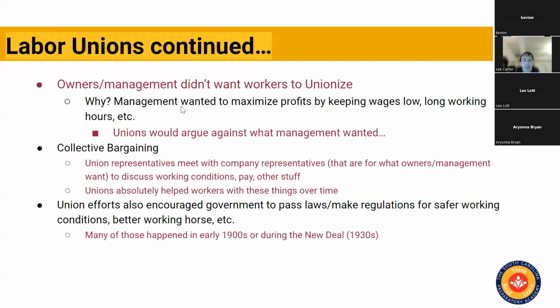So just make sure this is clear, right? This may be obvious to you, maybe not, so I'm going to say it anyway. The owners and the management didn't want workers to unionize, because if the workers unionize, then the unions would argue against what management wanted. Management wanted to maximize profits and be able to keep wages low and have long working hours, not have to do things to make for safe working conditions, etc. And so the union was against the financial interests of the owners, right?